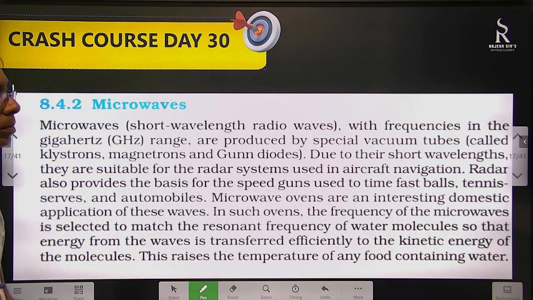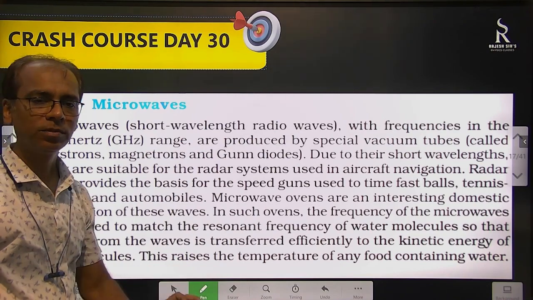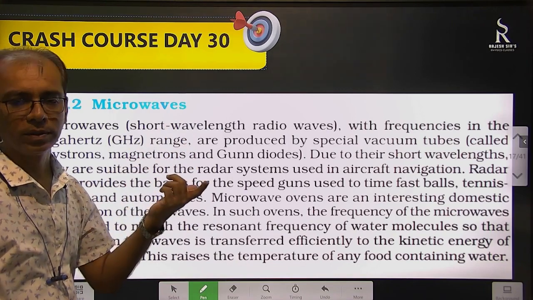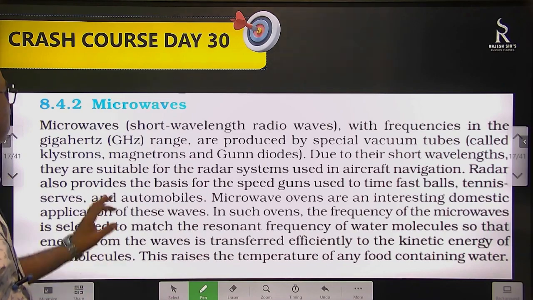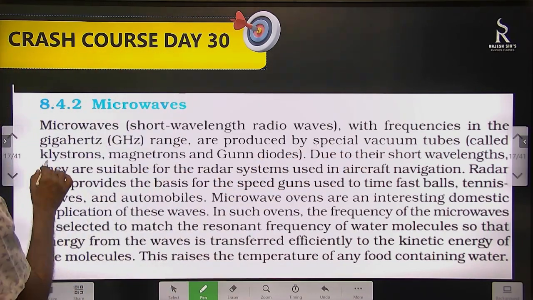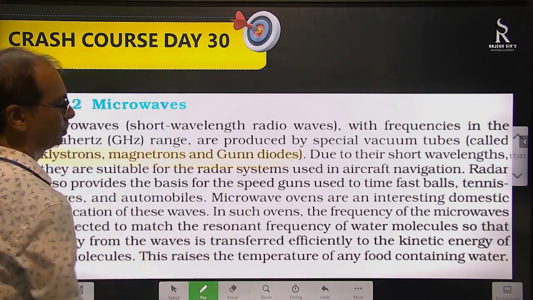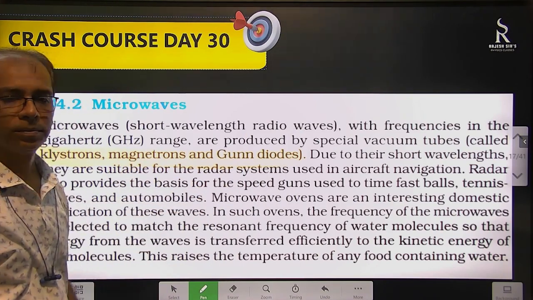Next one is microwaves. What is given in our book? So microwaves are actually short wavelength radio waves. Very similar to radio waves only, but slightly less wavelength, more frequency. Who's producing them? Microwaves with frequencies in the gigahertz range are produced by special vacuum tubes called klystrons, magnetrons, and gunn diodes.